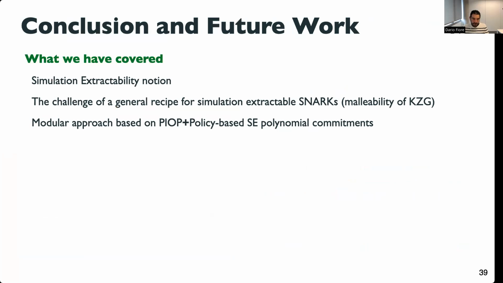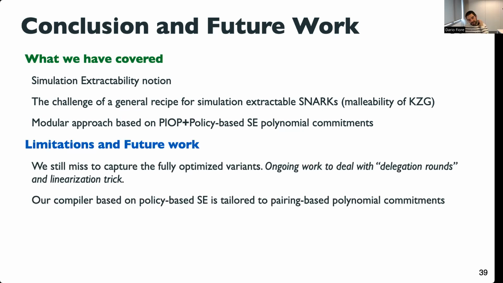Okay, so to conclude, what we covered is an introduction to simulation extractability. We have seen the challenges of proving simulation extractability for SNARKs obtained using this compilation strategy. Hopefully, I gave you some ideas also about the challenge related to the fact that KZG is malleable, if you care about SNARKs based on KZG. And then I showed the recipe that you can use to obtain simulation extractability.